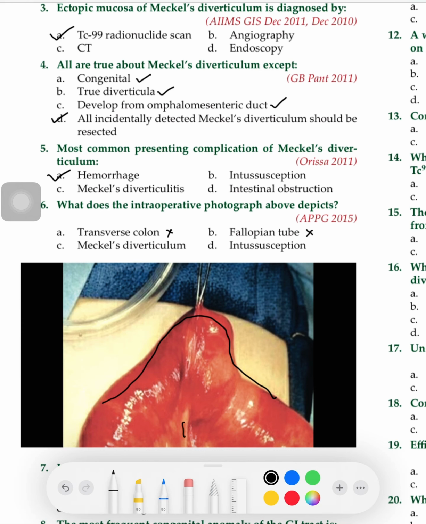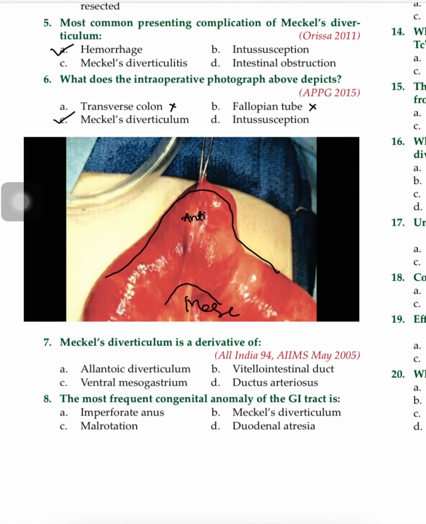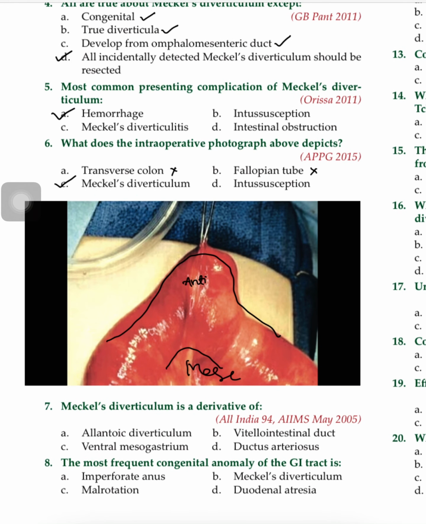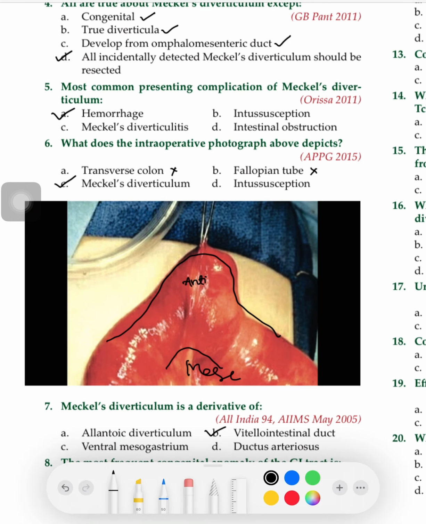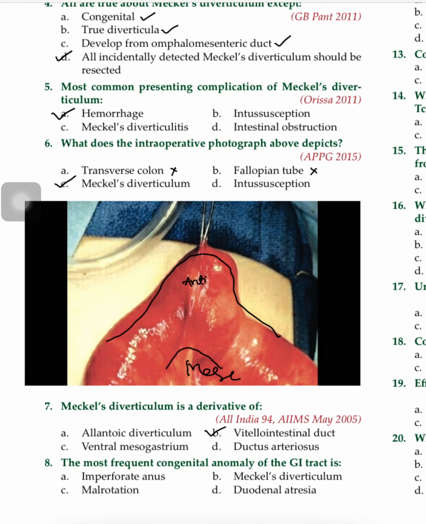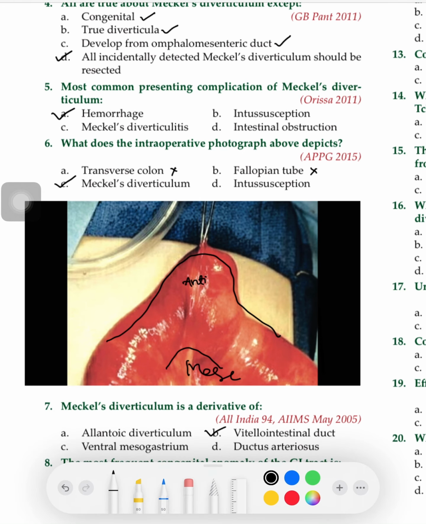Here, can you see the mesentery? This is the mesenteric border and this is the anti-mesenteric border. So the pathology arising from the anti-mesenteric border, which is given here, is Meckel's diverticulum. Meckel's diverticulum is a derivative of the vitellointestinal duct. The most frequent congenital anomaly of the GI tract is Meckel's diverticulum.